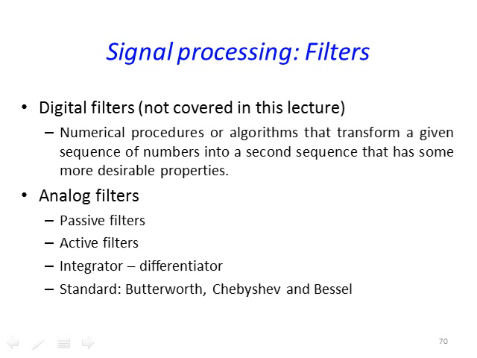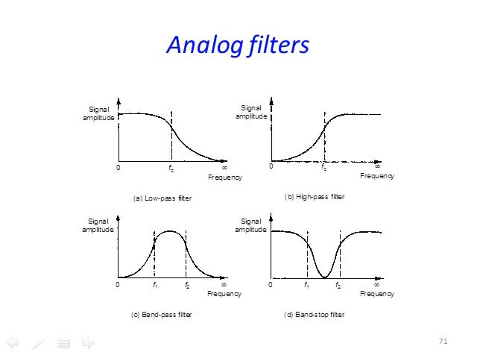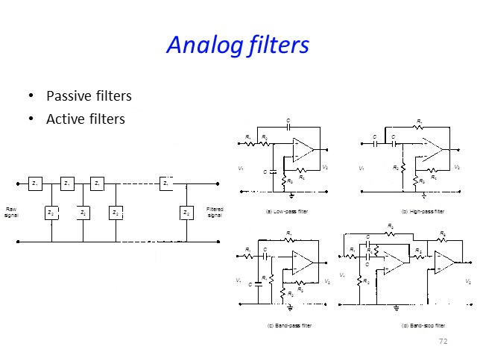So we'll talk about passive filters, active filters, integrator, differentiator, and then standard filters that are used in analog signal processing, such as Butterworth, Chebyshev, and Bessel filters. Analog filters are basically low-pass filters, high-pass filters, bandpass filters, and band-stop filters. These are the transfer functions for these systems.